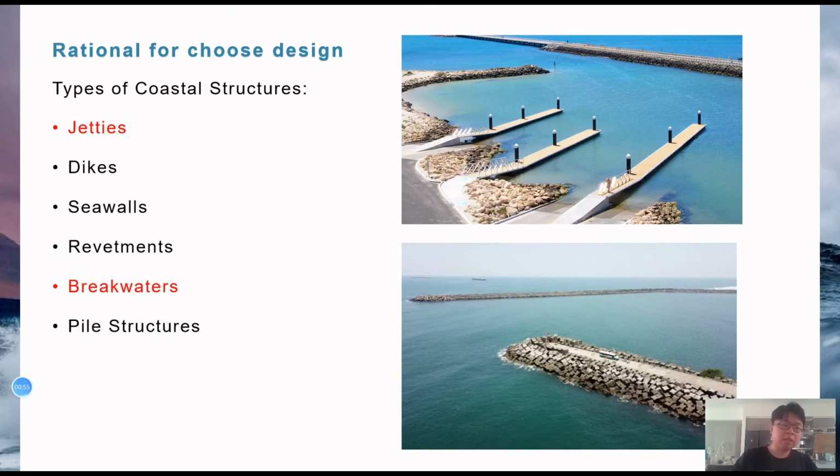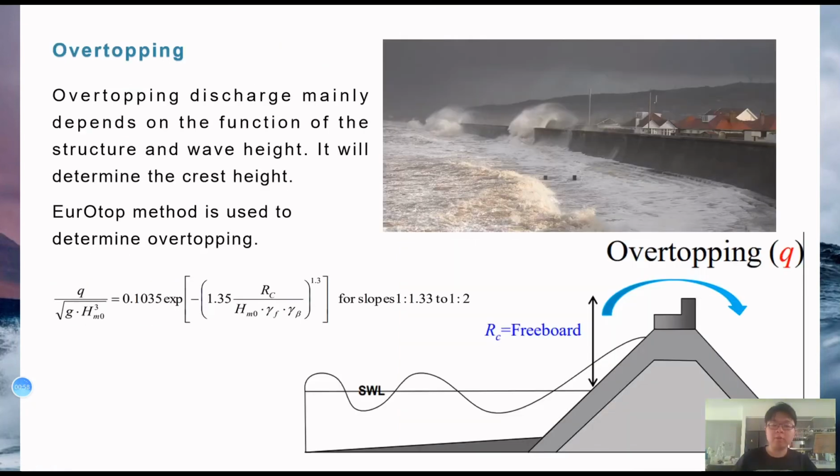Then, I'm going to talk about overtopping. Overtopping is a part of hydrologic design. Overtopping discharge mainly depends on the function of the structure and the weight. It can define the crest height, so it should be considered in our project.